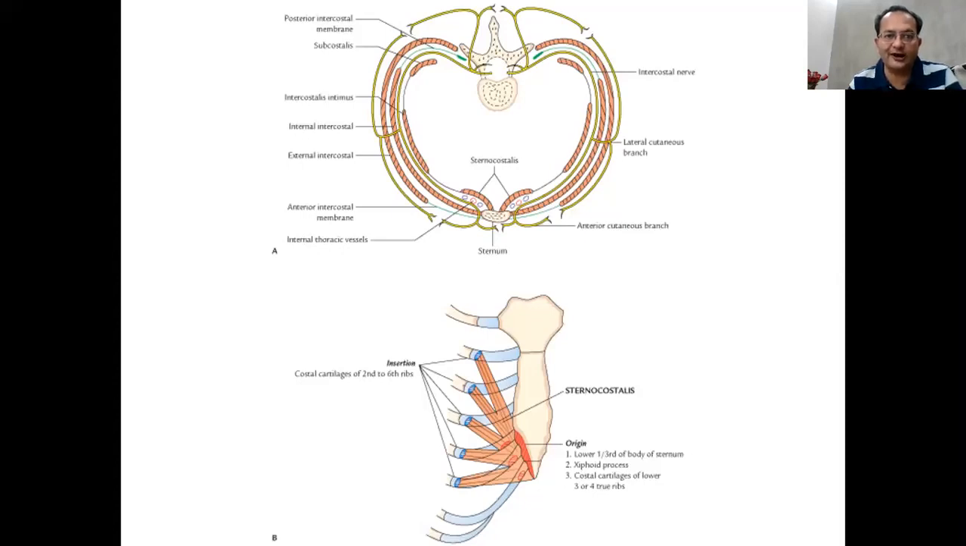Transversus thoracis muscle के भी तीन पार्ट होते हैं बच्चों. Subcostalis muscle, intercostalis intimus muscle, and sternocostal muscle.